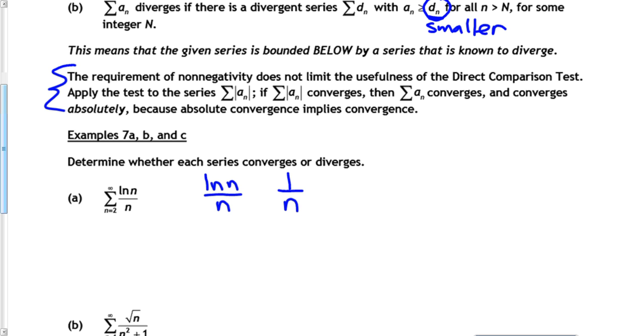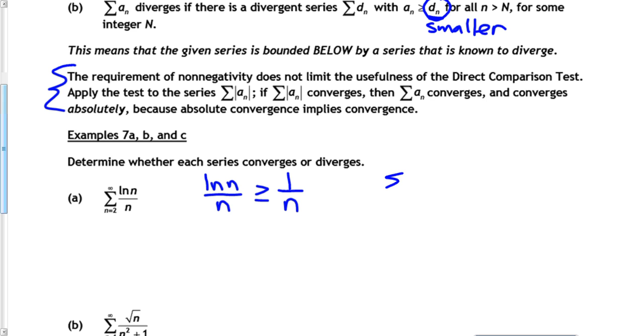So is natural log of n over n going to be bigger than or smaller than 1 over n? Natural log of n is going to be a value like 2, 4, 8, 12. So that's going to be larger always than 1 over n. So natural log of n over n is larger than 1 over n.